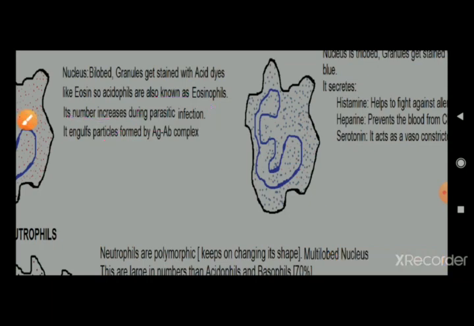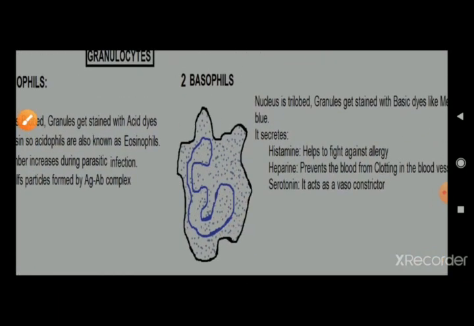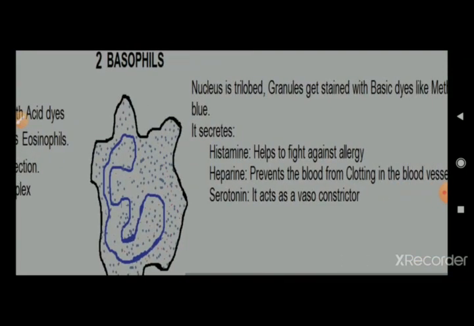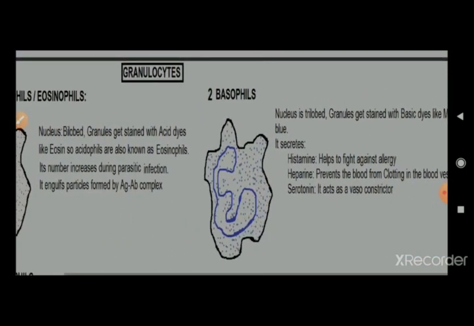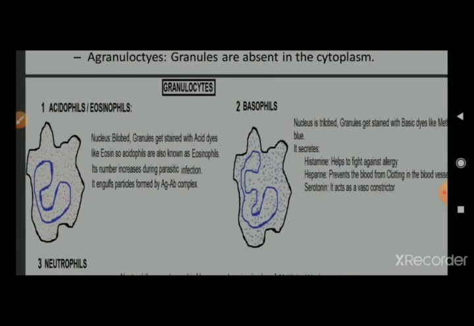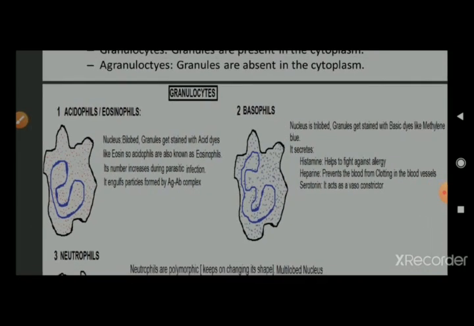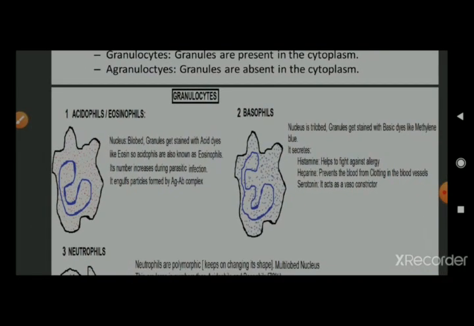Let us see the second one, that is basophils. Basophils have a trilobe nucleus and they are dyed with basic dyes like methylene blue, and their function is to secrete histamine, which helps to fight against allergy, heparin, which prevents the blood from clotting in the blood vessels, and serotonin, which acts as a vasoconstrictor.